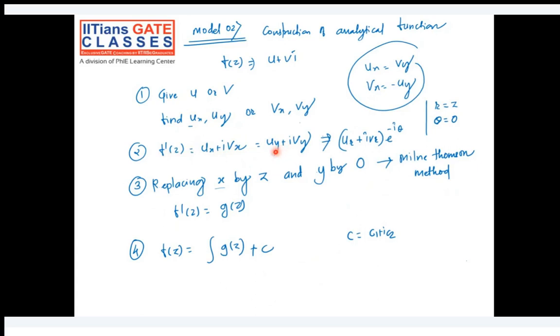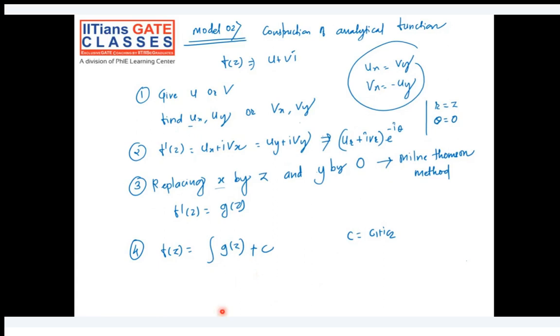Right? And then what you have to do is, after differentiating it, you have to replace x by z and y by 0, and this method is known as Milne-Thomson's method. Once you do it, you will get f dash of z as some function. Let's call it g of z, because this function will be in the form of z, as you are replacing x with z and replacing y with 0. And then ultimately we will calculate f of z, which is the integration of this g of z plus c.